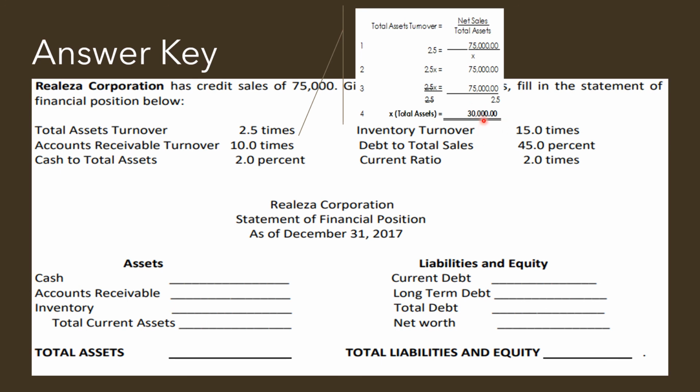So if you are to perform the operation following this formula, total asset turnover is 2.5. Net sales is 75,000. Your X, which is this one, is 30,000. So 75 over 30 should be getting 2.5 to confirm that your answer is correct.